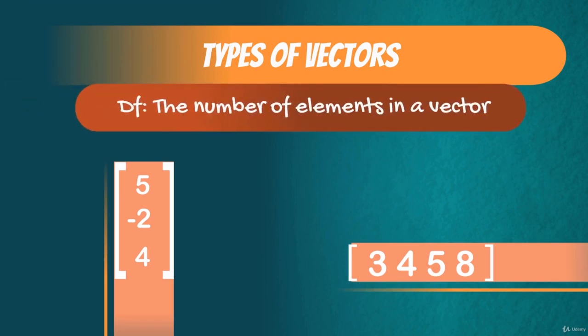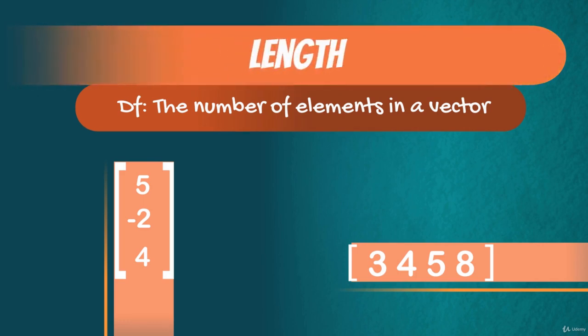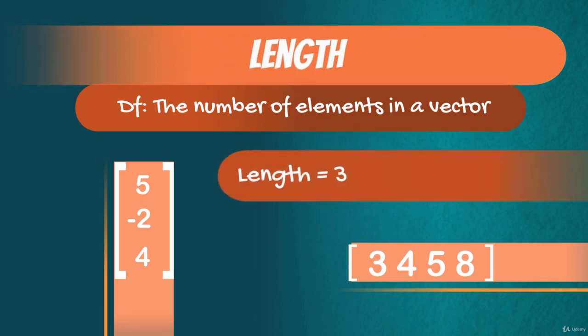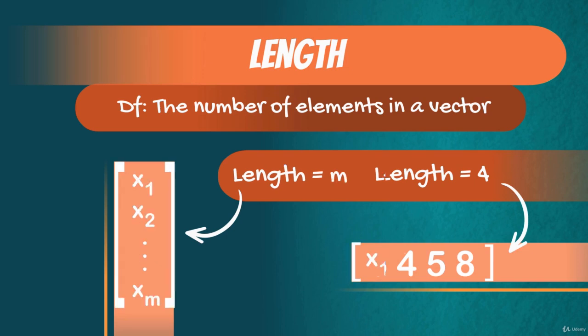Often, we are interested in the number of elements a vector contains. We refer to that number as the length of the vector. The first vector we saw had a length of 3, while the second one a length of 4. Okay, great! In the general case, a vector's length can be designated as m. So, a column vector would have dimensions m by 1, and a row vector 1 by m. Regarding the notation, the elements of a vector x would be x1, x2, until xm.